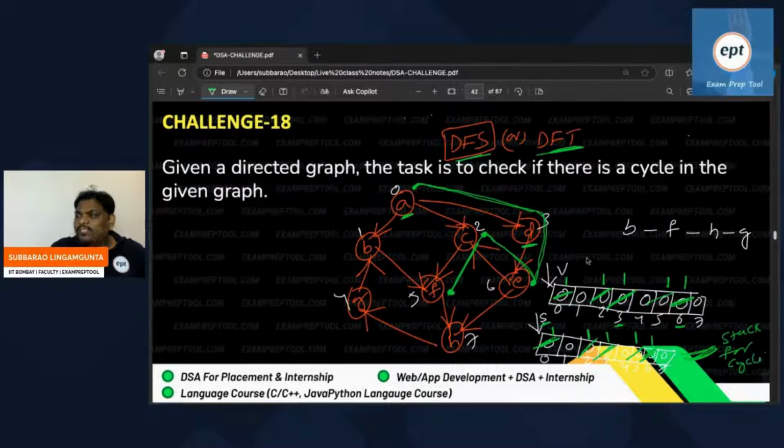And one more, this visited array for the DFS purpose. Now I am at F. Same story. F means what? 5. 5 is visited and 5 is there in the stack also.